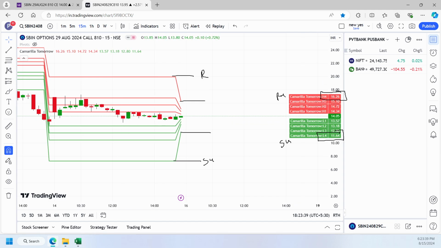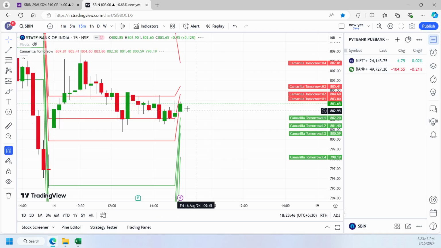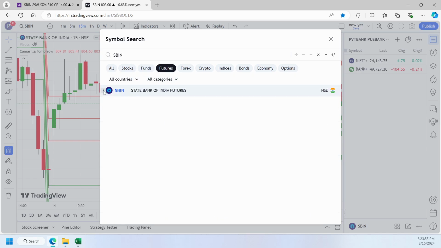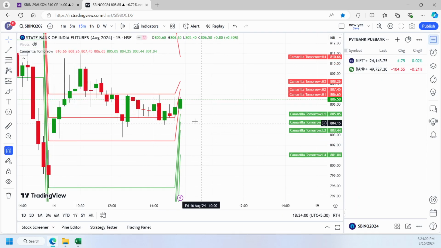So how am I selecting the strike price, comparing to the previous day closing price? For example, SBI in equity price would be closed at 803.65, and if you are looking at SBI in futures, SBI in August, that would be 806.5. So based on the future, I'm selecting the strike price. It is nearing 810, so I'm filtering out the 810 call as well as the 810 put.